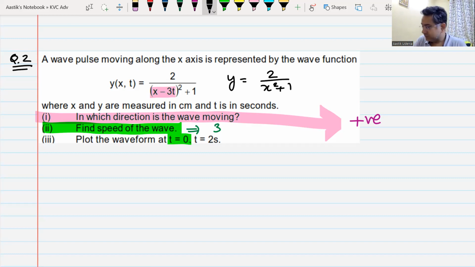Anyone understood this question, sir? I'll give you 1 minute to note it down.